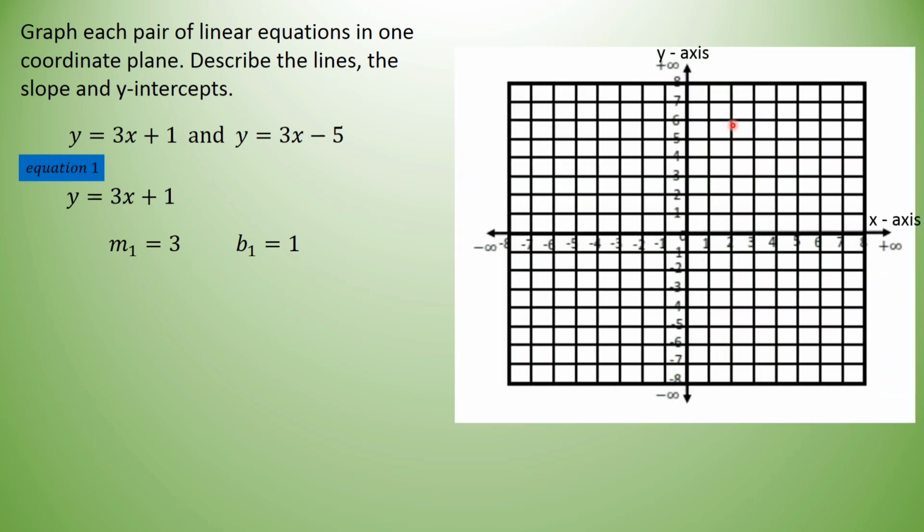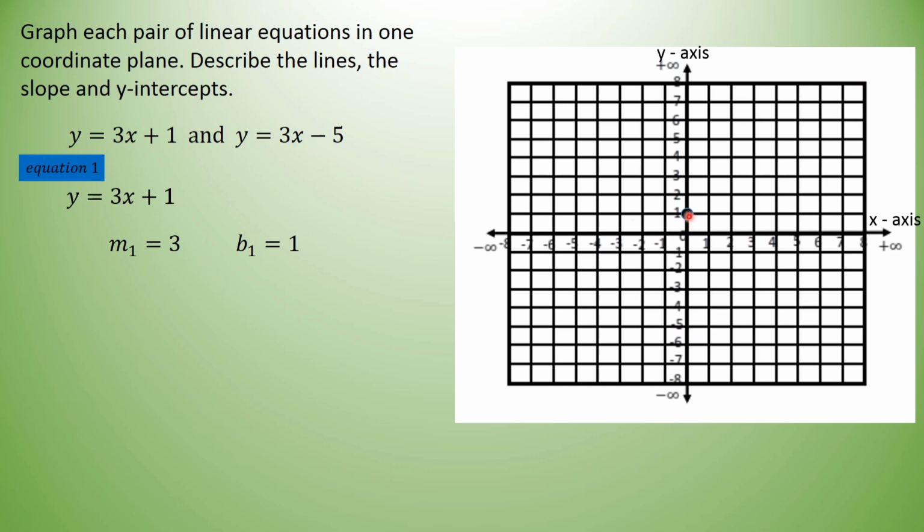So, let us have our Cartesian plane. So, ang y-intercept natin ay makikita sa y-axis. So, this will be our y-intercept which is equal to 1. Next, para sa second point, gamitin natin ang slope which is equal to 3. It means that our rise is equal to 3 and our run is equal to 1.